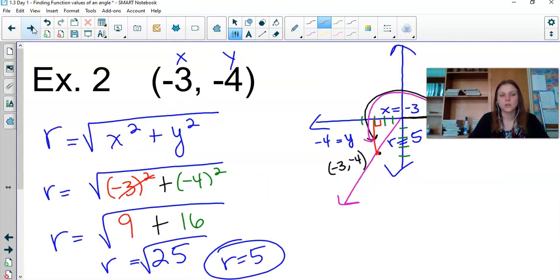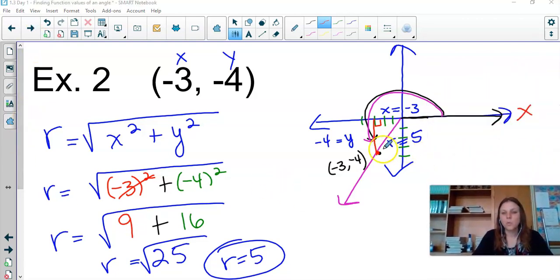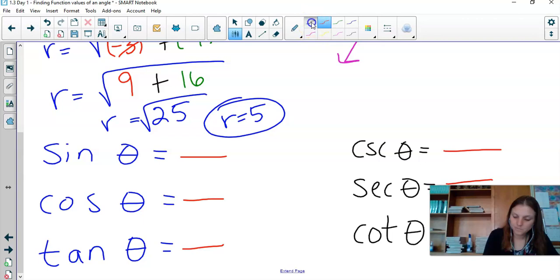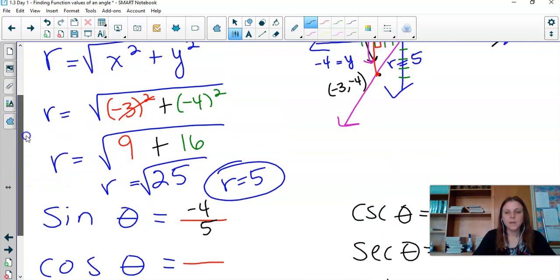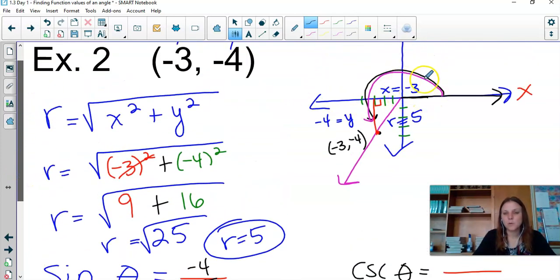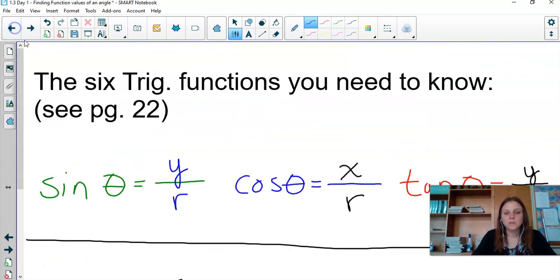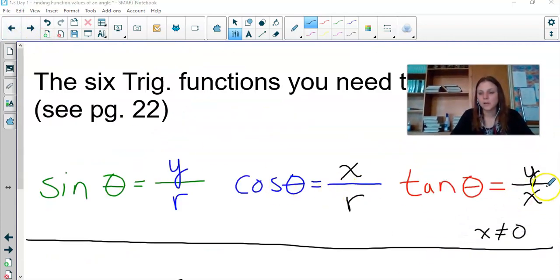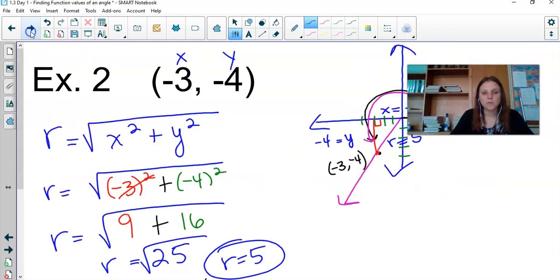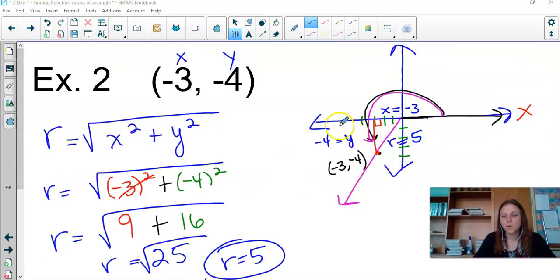So let's take a look at our picture. So sine is the y over the r. So -4 over 5. And cosine is x over r, -3 over 5. Let's look back at tangent. So tangent is y over x. So we're going to fill that one in. Let's see, our y is -4 and our x is -3.